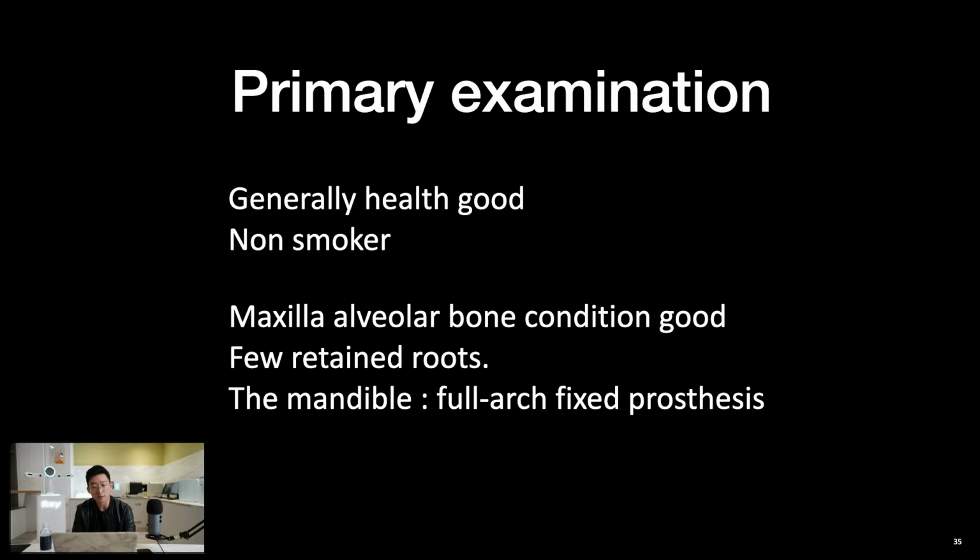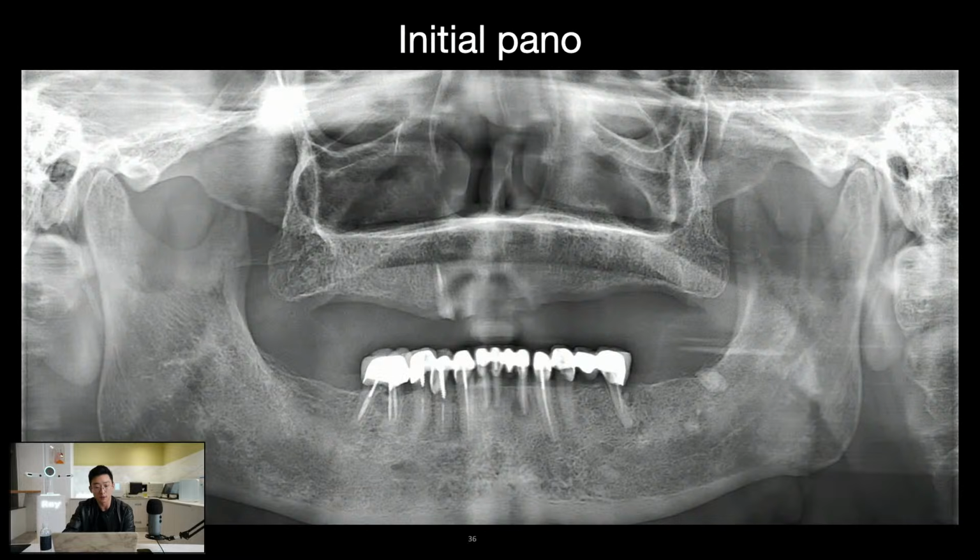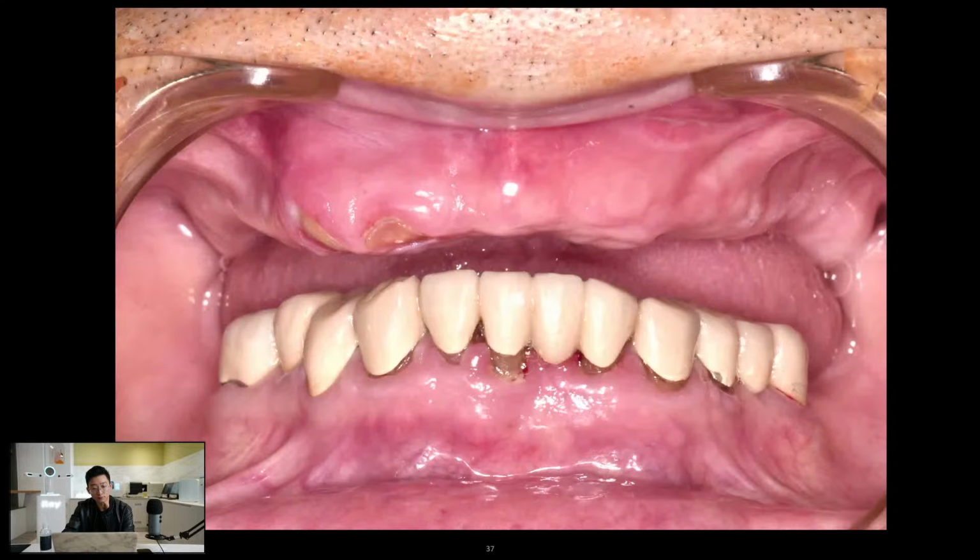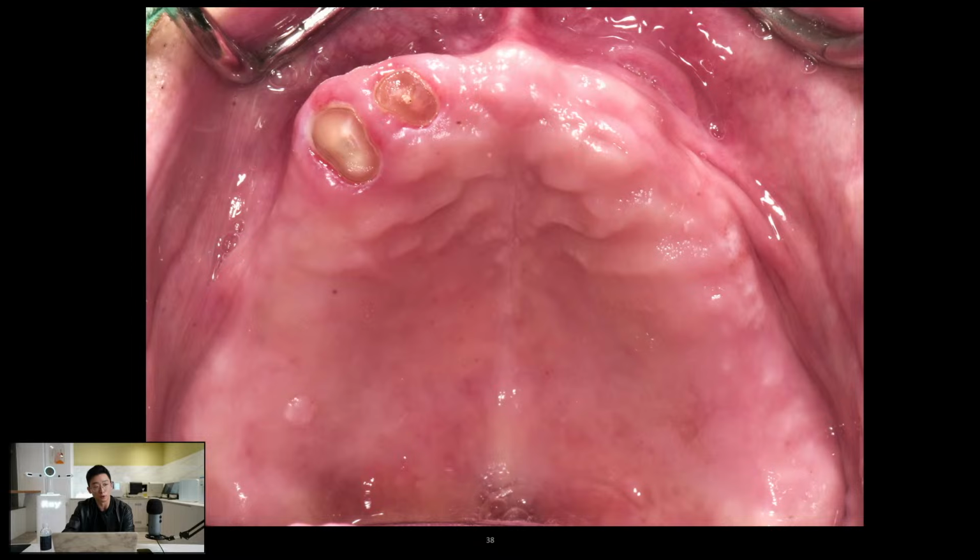The primary examination, I think the patient is generally healthy, which is good, and he is a non-smoker. His maxilla alveolar bone condition is good, with only a few retained roots. The mandible has a full arch fixed prosthesis. This is his panoramic film. We can see the alveolar bone is quite enough and good. Here is the oral condition, and also the maxillary alveolar bone.